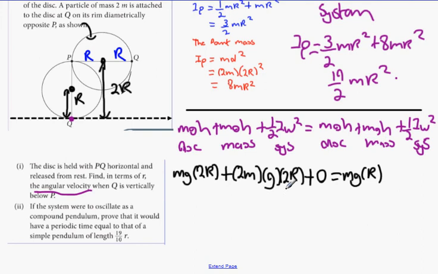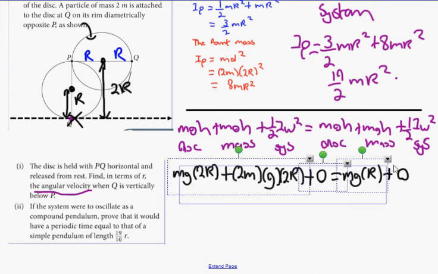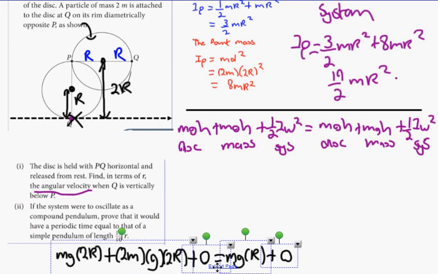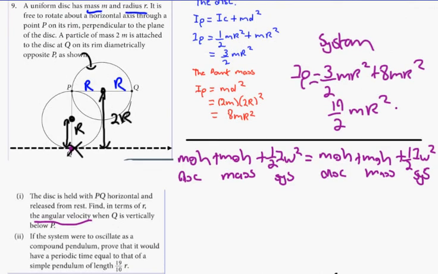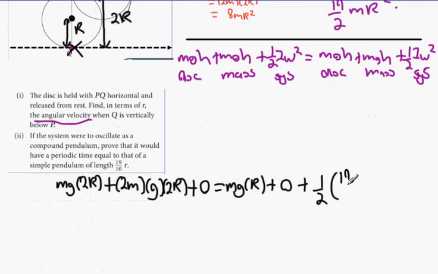The mass has no potential energy because it is lying on the reference line, which is the point that has no potential energy. So it's plus 0, and then the next part is going to be a half I. Now what's I? I is 19 over 2, a half 19 over 2 mr squared.